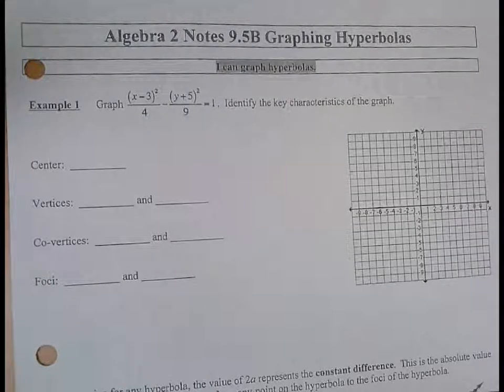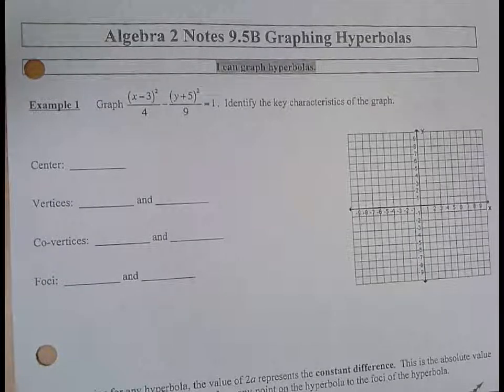Question 2 actually isn't graphing. It's just using that constant difference that was part of the definition of a hyperbola to find the equation of a hyperbola. And then the 3rd question is also graphing, except you have to get the equation into standard form first, which is very similar to how you got ellipses into standard form.